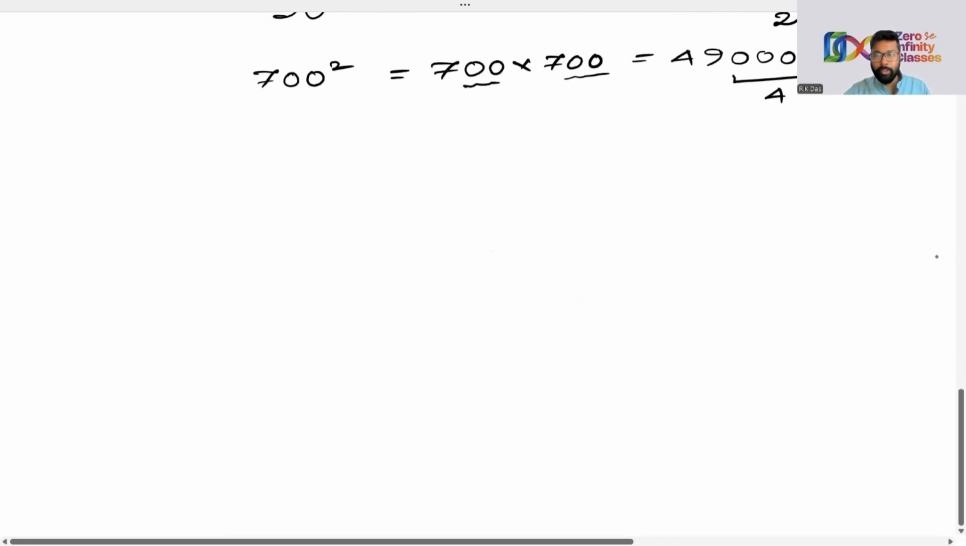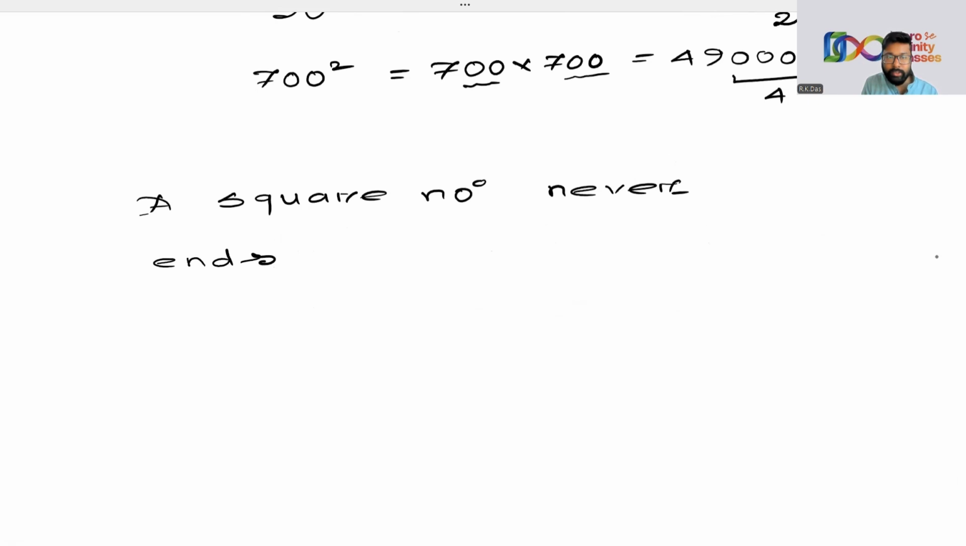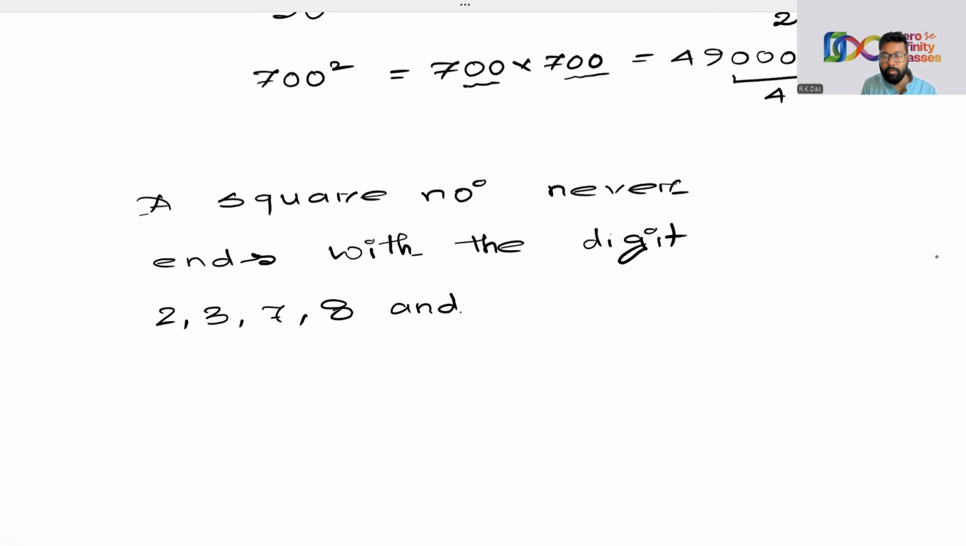Now, what I'm going to teach you is that a square number never ends with the digits 2, 3, 7, 8, and an odd number of zeros.